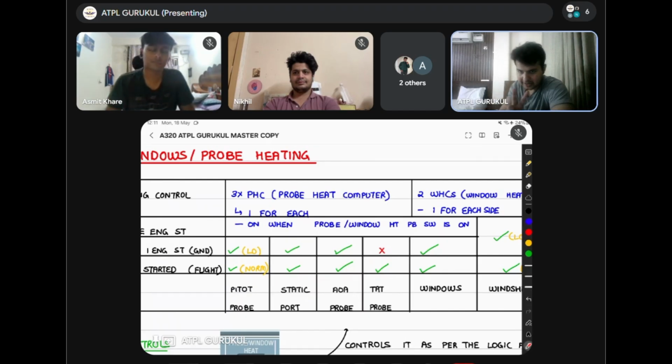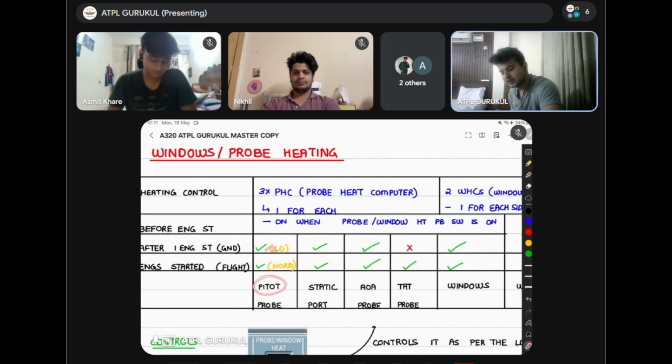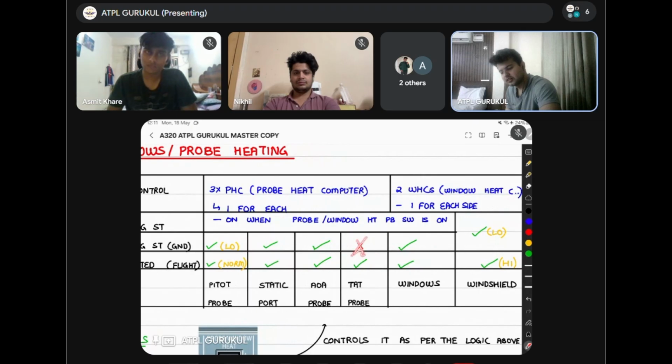Now, two catches that you need to remember. The pitot probe has two levels, low and normal. Low on the ground, normal in the air. That is, not heated on the ground, heated in the flight. याद रहेगा? Simple.